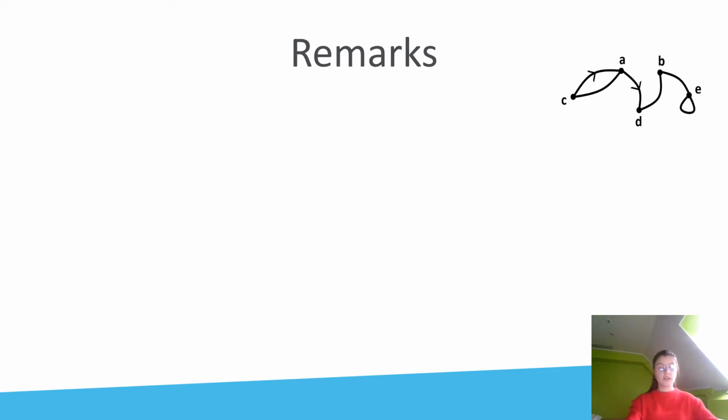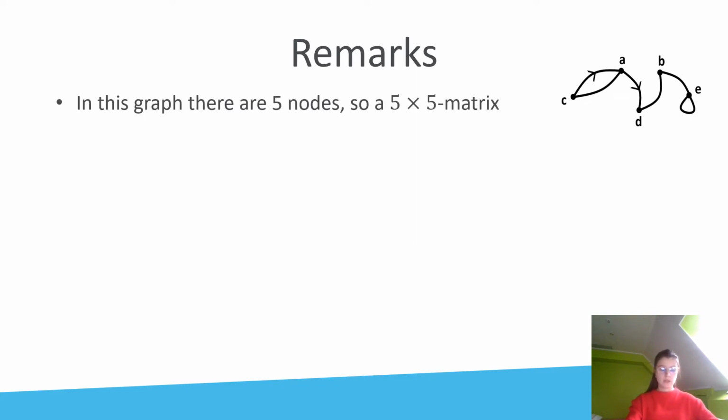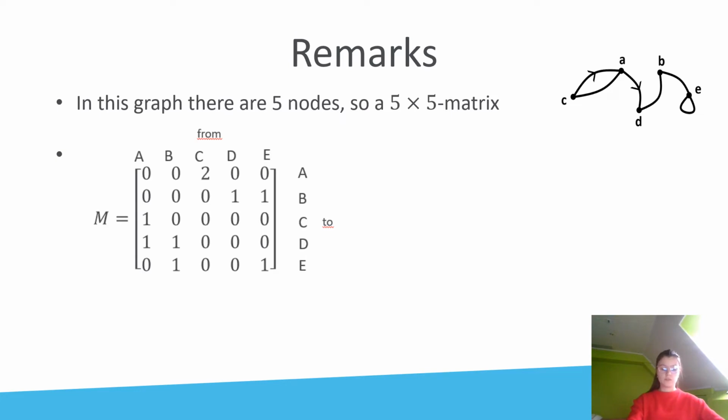Now I just want to make a few little remarks. In the exercise we have just completed, we have a 5 by 5 matrix because of the 5 nodes in the graph. But if there are 4 nodes in the graph, the matrix will be 4 by 4. Or it will be 3 by 3 if the graph has 3 nodes. All the elements on the main diagonal represent a loop from the graph.